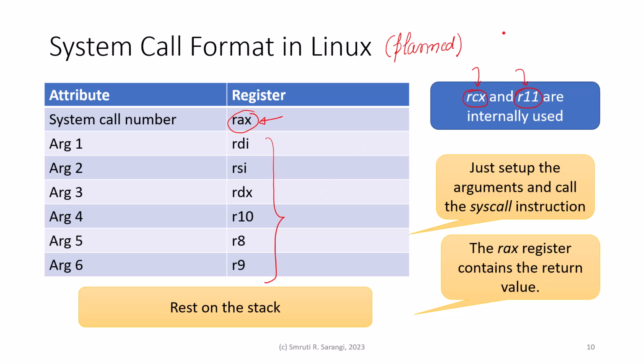So what a library function basically does, as we have seen, is that it enables the invocation of the system call. Its job is to set up the arguments and call the syscall instruction. The return value also has a format, the RAX register, that has the return value.